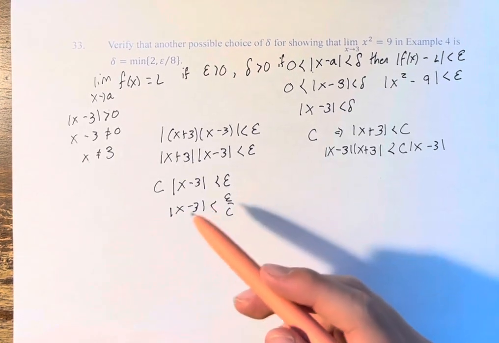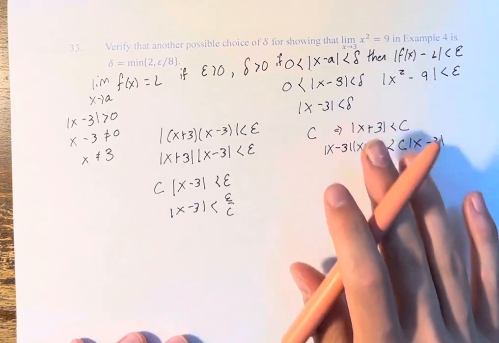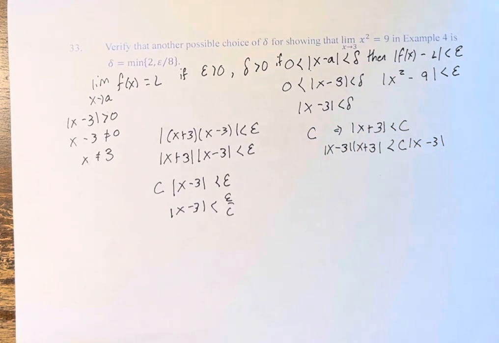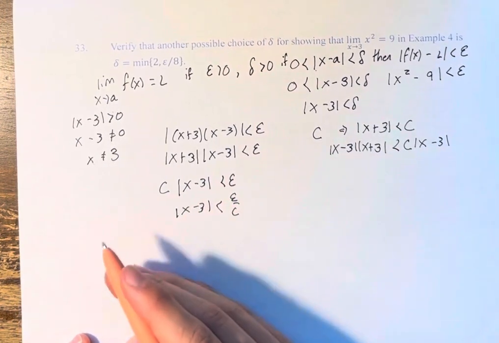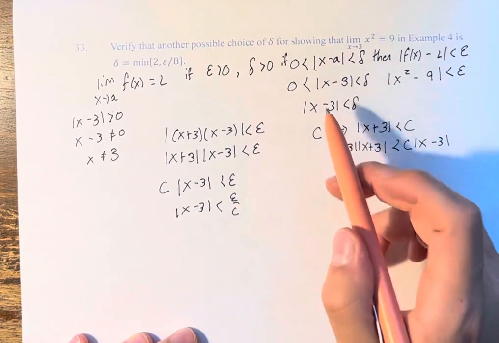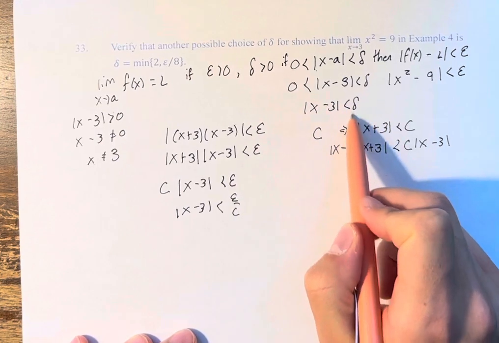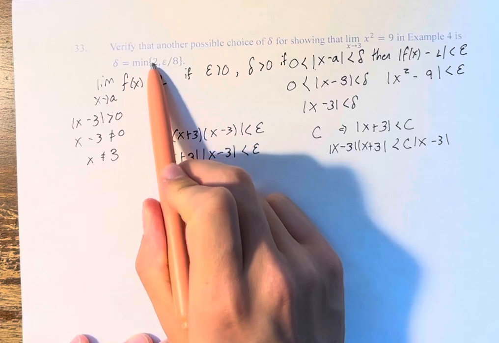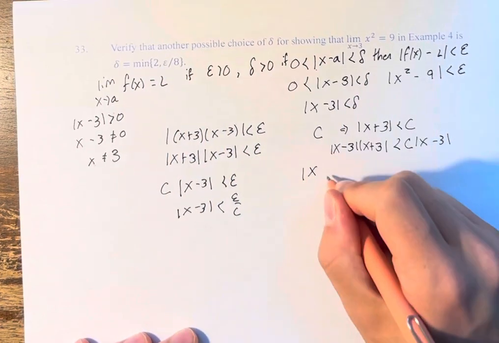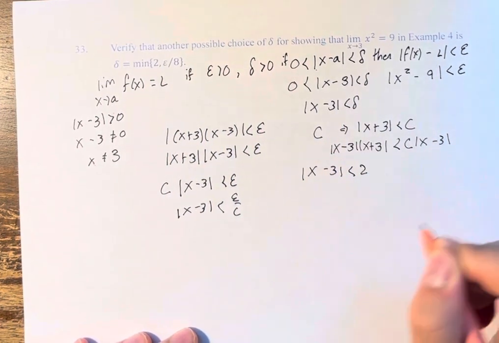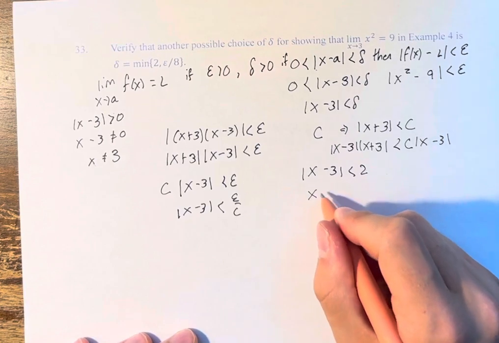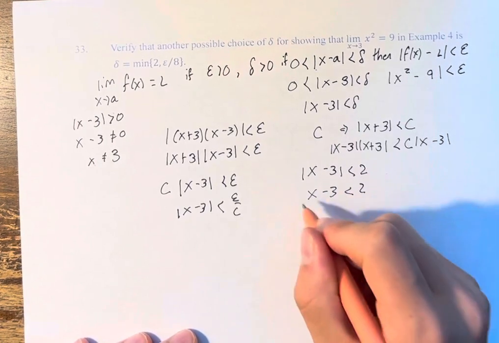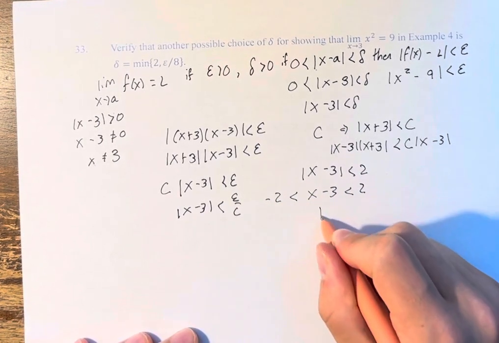In example 4, they say, okay, let's limit our point of interest to within 1 unit of 3. Therefore, the absolute value of x minus 3 is less than 1. All right, that's what they did. But here we're going to use 2. So if we say the absolute value of x minus 3 is less than 2, then x minus 3 is less than 2 and it's greater than negative 2.